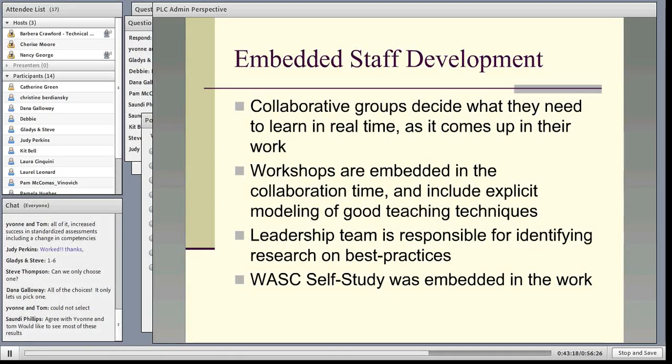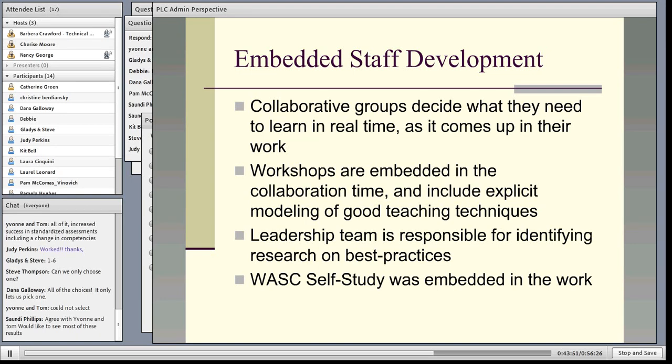explicitly addressing those issues. But the other thing that we do with that embedded staff development is we model the teaching techniques and the lesson planning and the clear learning objectives and checking for understanding that we want them to do when we do those embedded workshops. So it provides a twofold staff development, because they're getting the specific information that they need or want, and at the same time we're modeling what it is we want them to be doing.